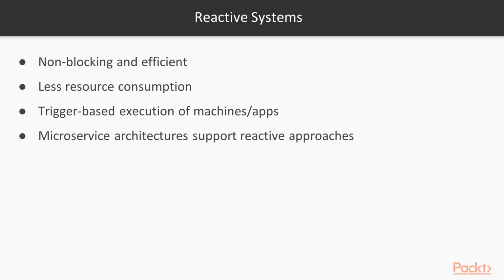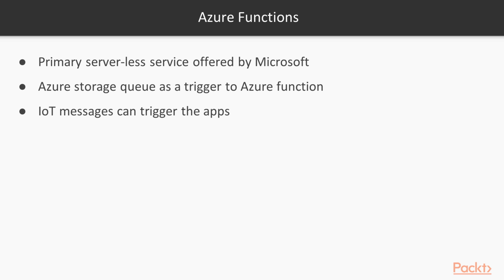The new microservice architectures support reactive approaches because they are resource efficient and perform better, while providing scalability and responsiveness. Azure Functions is the primary and the only service offered by Microsoft in the serverless environment. Azure Storage Queue has a built-in functionality to act as a trigger for Azure Functions.